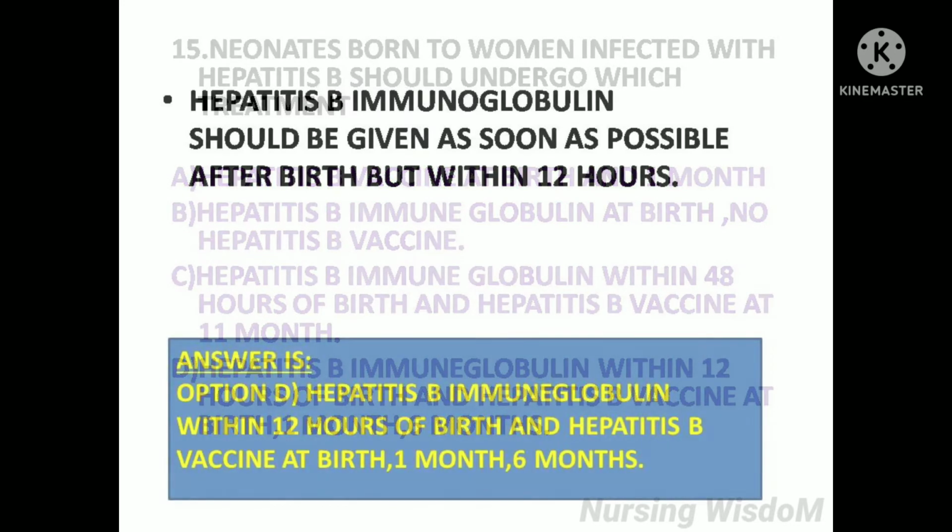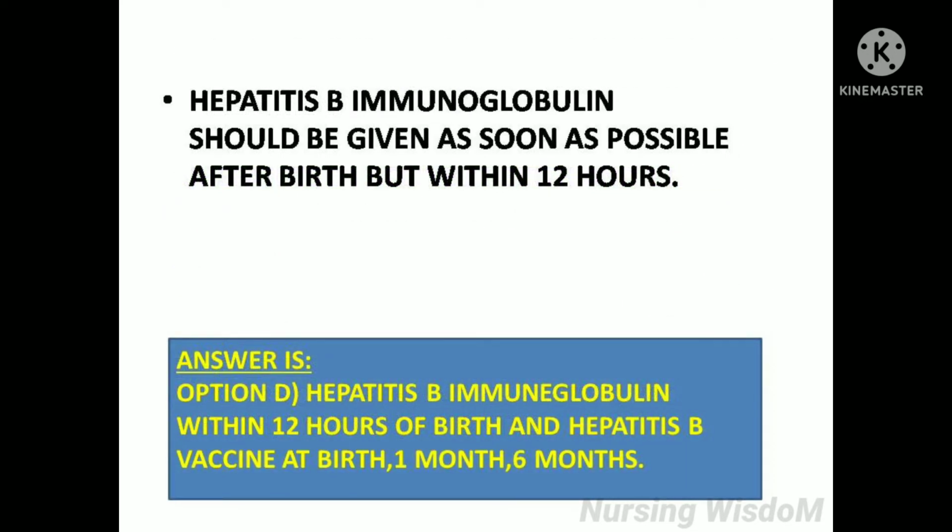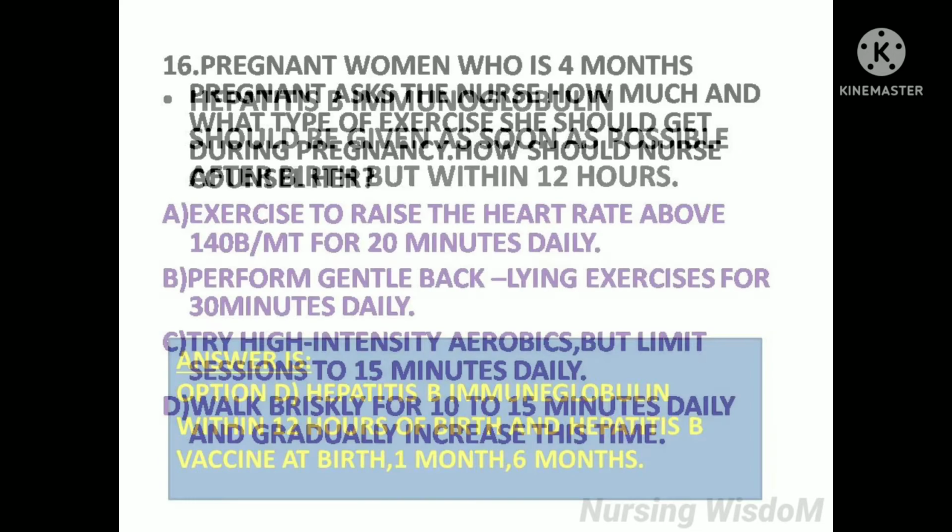Hepatitis B immunoglobulin should be given as soon as possible after birth but within 12 hours. So here the answer is option D, hepatitis B immunoglobulin within 12 hours of birth and hepatitis B vaccine at birth, 1 month and 6 months.